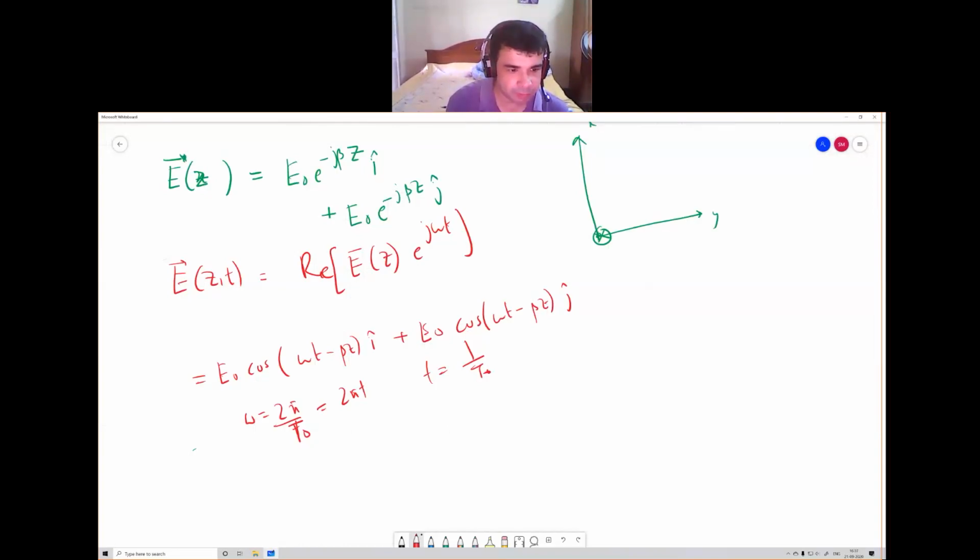We again take the xy plane, that is z is 0, and let us take x is also 0. What is the value of E of z? Let us make it a bit more general. Let us make it E1 and E2, since the amplitudes of the two components are different. So what is E of 0, 0? E1 i plus E2 j.